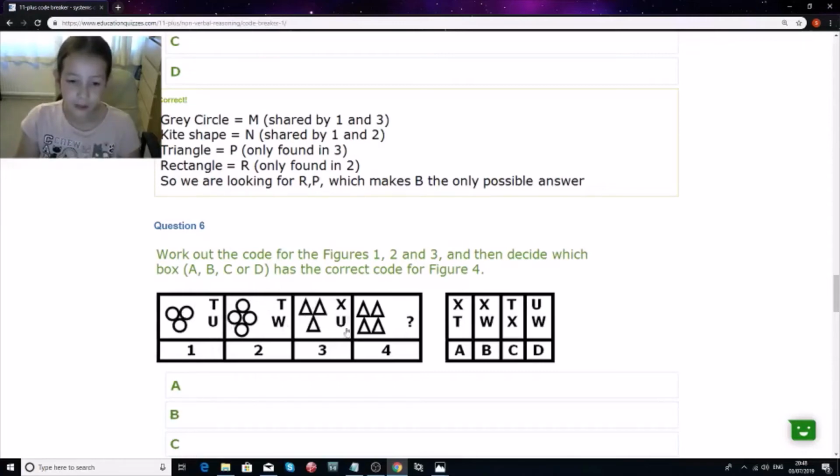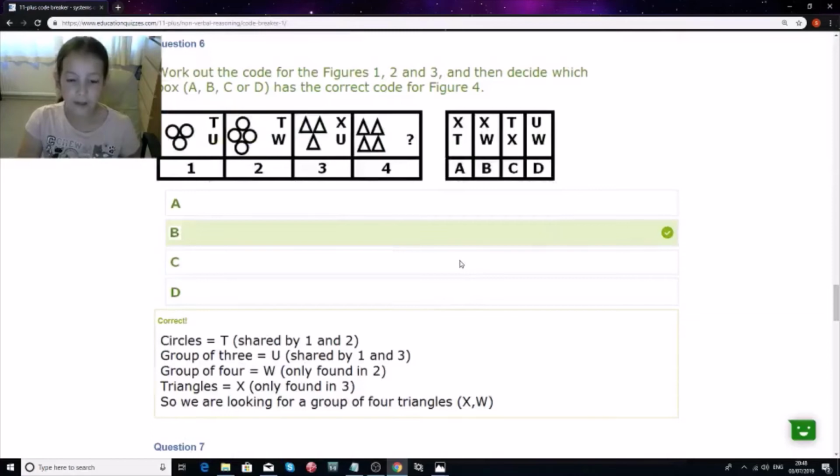U equals 3, the amount of shapes equals 3, so that's what U means. And W means 4. X means triangle. So let's see. This is a triangle, so that must be X. And the amount of shapes is 4, so that must be W. See? X, W, B.